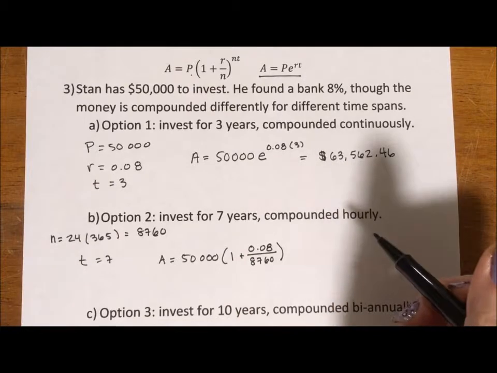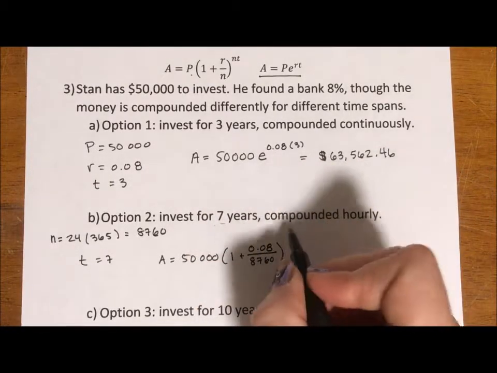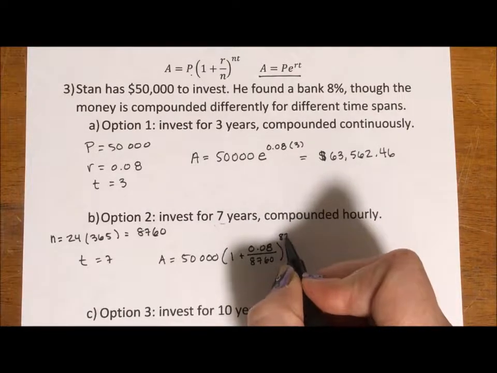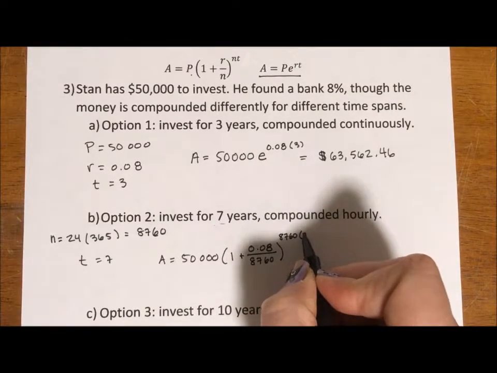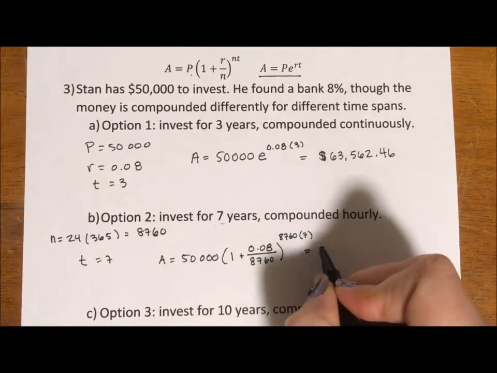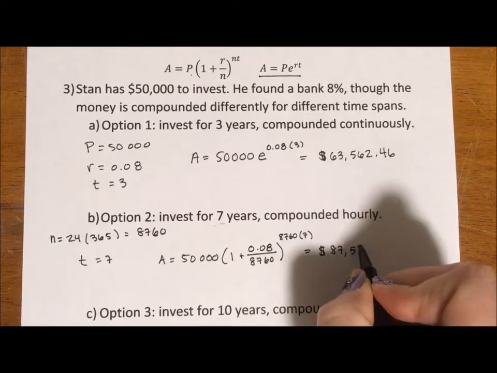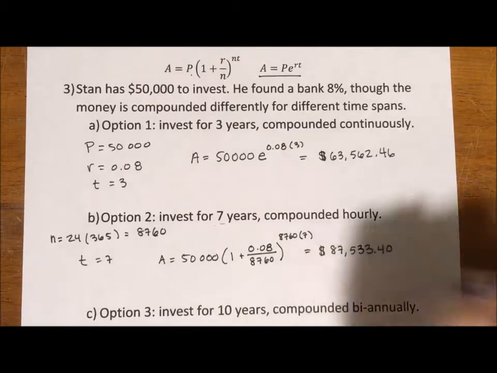That means the bank isn't looking at this growth for 7 years, 7 times. It's looking at it 8,760 times a year for 7 years. And after all of those compounds, Stan has $87,533.40.